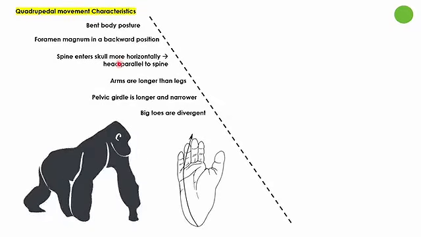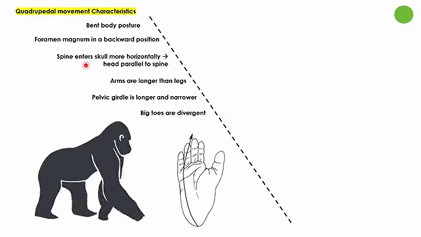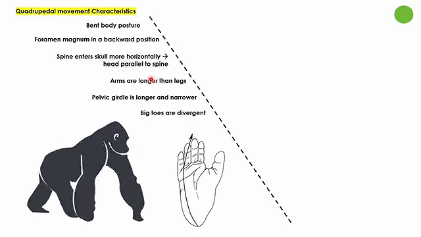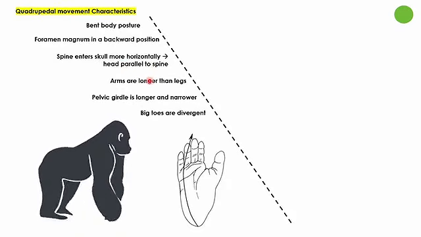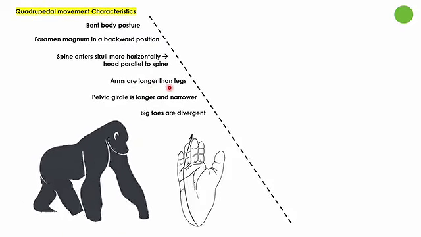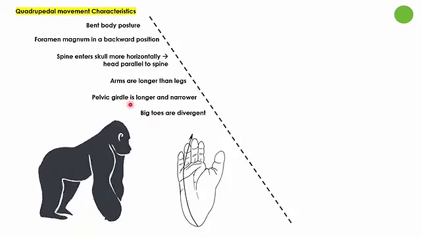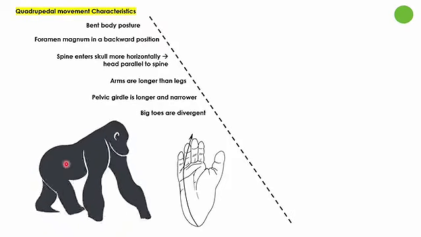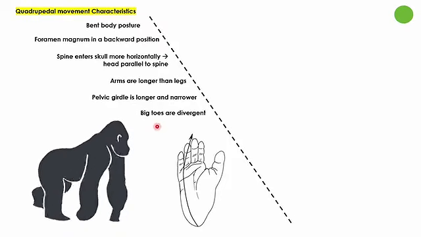Okay, moving to our next one, we've got a spine that enters the skull more horizontally. The head is parallel to the spine, so there's a direct line from the spine into the skull. Arms are longer than legs, as we mentioned earlier. The pelvic girdle is longer and narrower in order to support the weight, and the big toe is divergent.